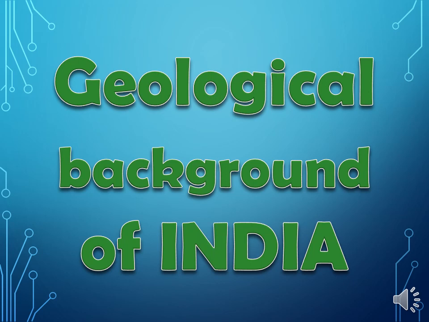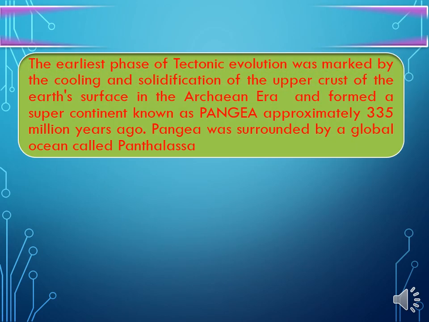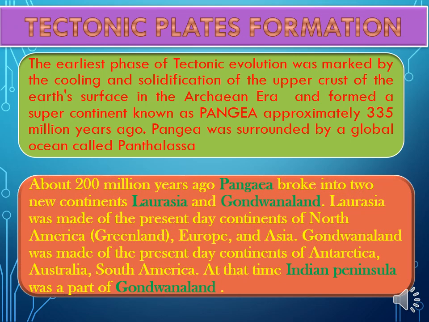Now let us study the geological background of India. Millions of years back, there was only one continent that was known as Pangaea. Due to tectonic plates formation and their movement, the continents were formed. So there was only one supercontinent, known as Pangaea, approximately 335 million years ago. Pangaea was surrounded by a global ocean. There was only one ocean that was known as Panthalassa.